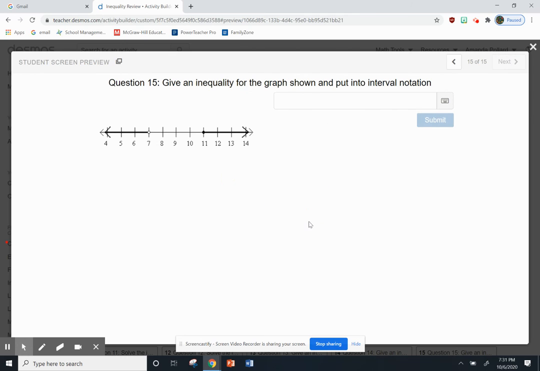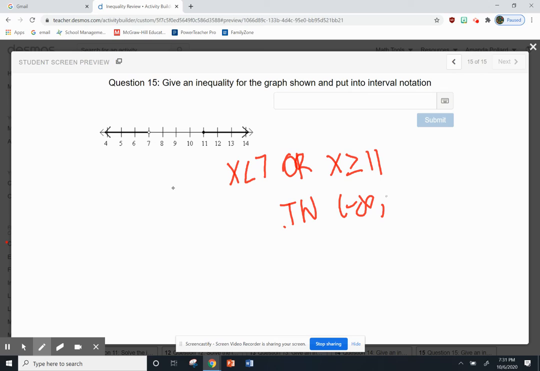In the last problem, I would say x is less than 7, or x is greater than or equal to 11. We can't combine that, so we're going to leave it like that. And then my interval notation would be negative infinity, comma 7, union 11, comma infinity.